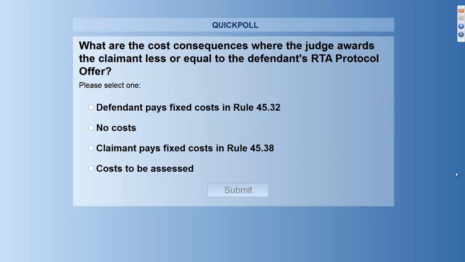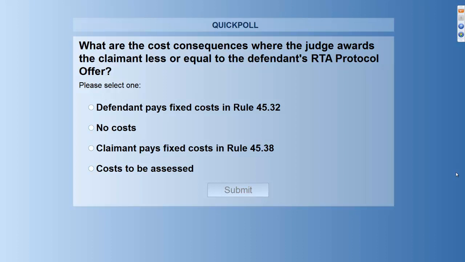So, what are the cost consequences following a judgment where the claimant is awarded less or equal to the amount of the defendant's RTA protocol offer? So remember, the RTA protocol offer is equivalent to their Part 36 offer. So I'll just give you that question again. What are the cost consequences following a judgment where the claimant is awarded less or equal to the amount of the defendant's RTA protocol offer?